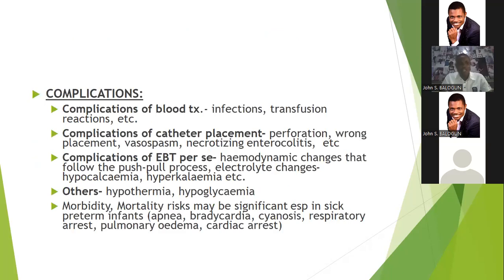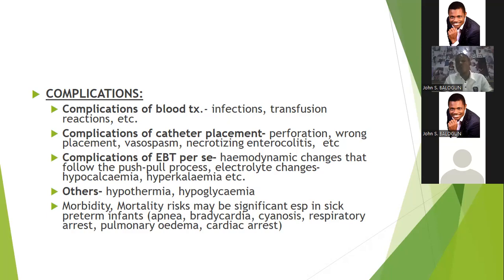Now, complications can be from the blood transfusion, the blood you give, can be from the catheter placement while putting the umbilical vein catheter, could be a complication from the EBT itself, and then other ones. The complications of blood transfusion include infections. What infections can be transferred through blood? Whatever infection you can think about, even though sexually transmitted infections are no longer common because the blood is usually screened before it is given, like HIV, hepatitis B, hepatitis C, and syphilis. Those are usually not implicated because the blood is screened.